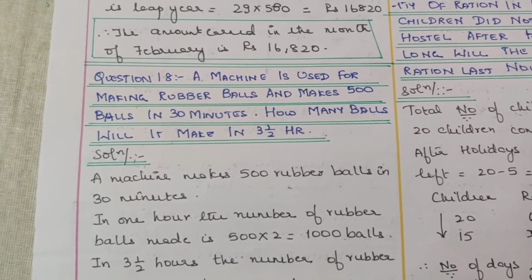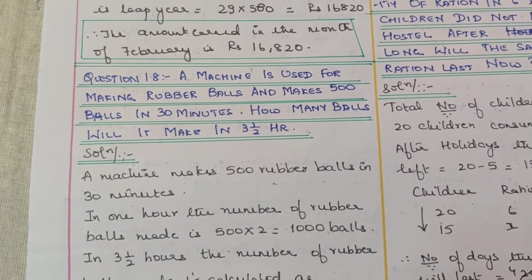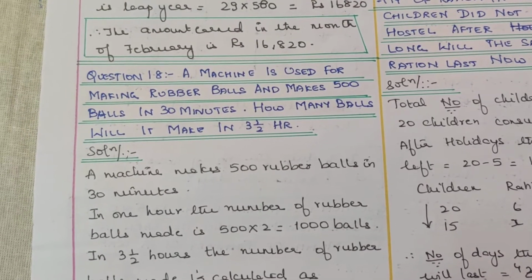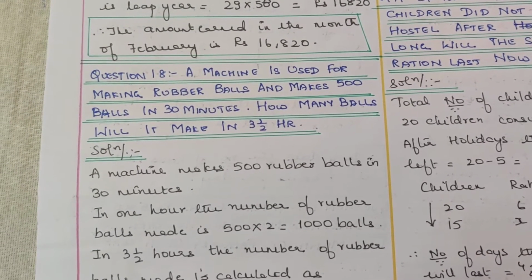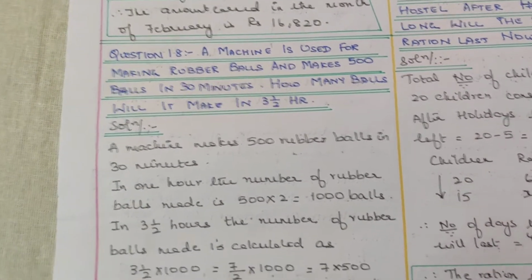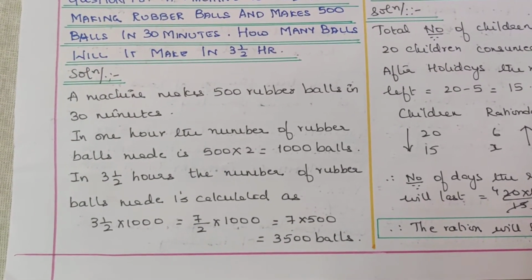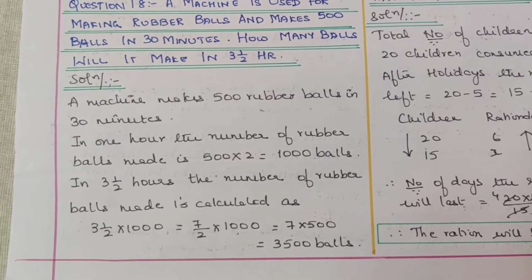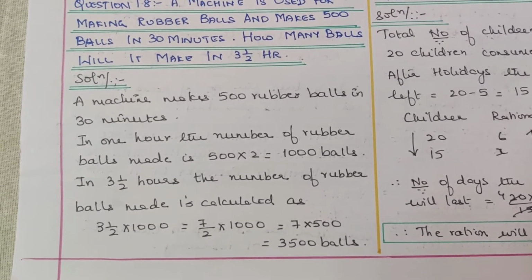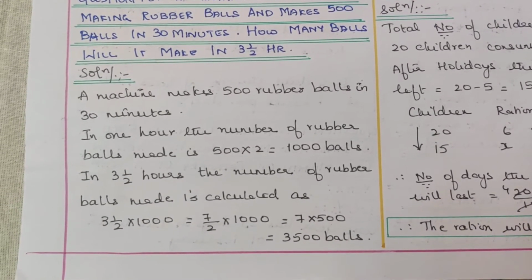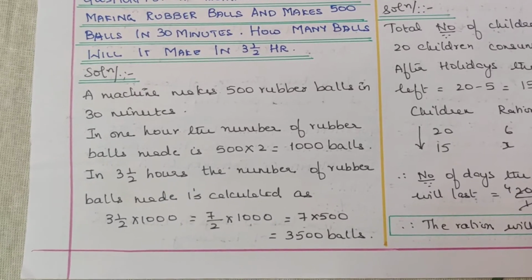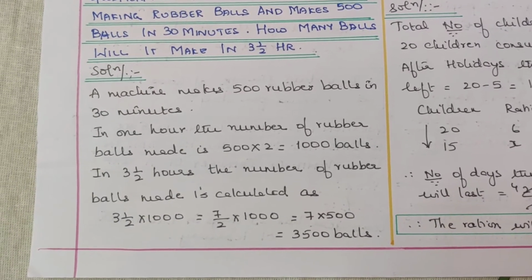A machine is used for making rubber balls and makes 500 balls in 30 minutes. How many balls will it make in 3.5 hours? This is also pretty simple. A machine makes 500 rubber balls in 30 minutes. In 1 hour, the number of balls it makes is 500 into 2, that is 1000, because 30 minutes is 500, so 60 minutes it will be double.